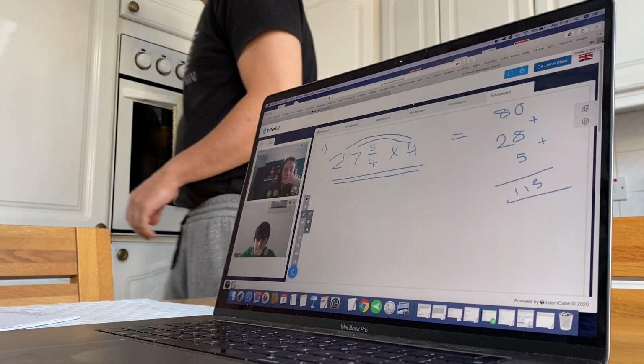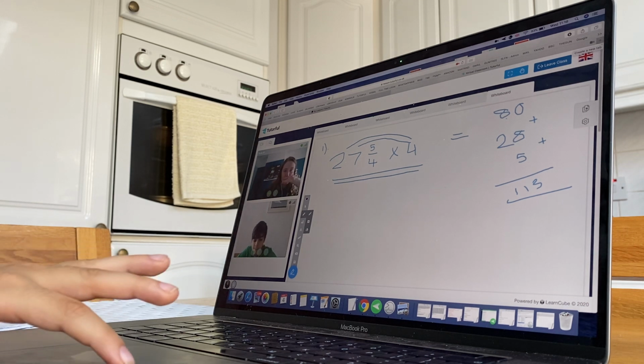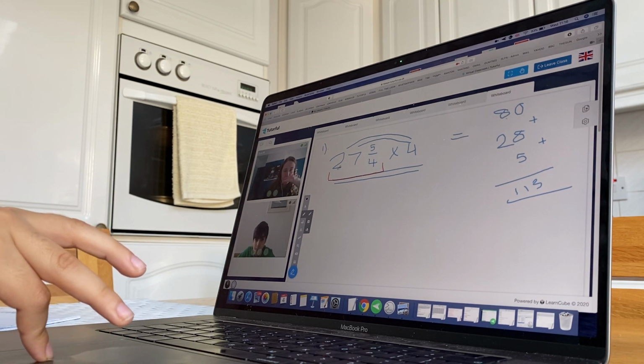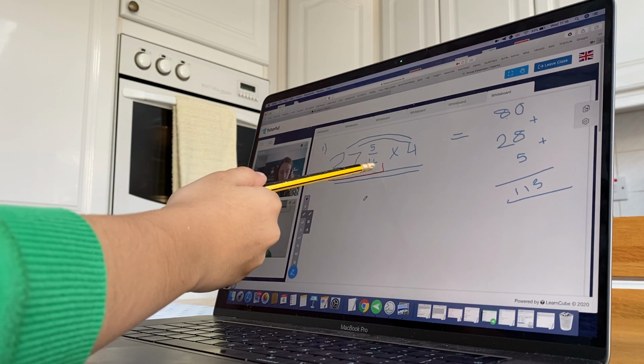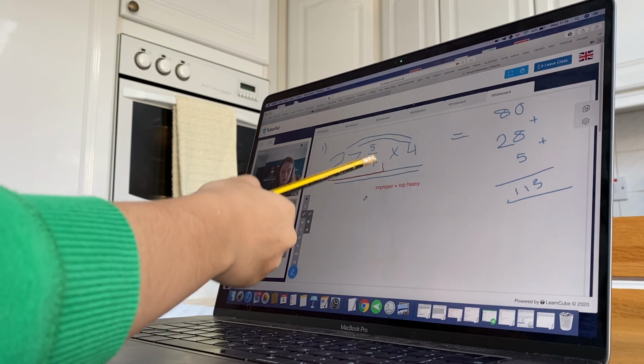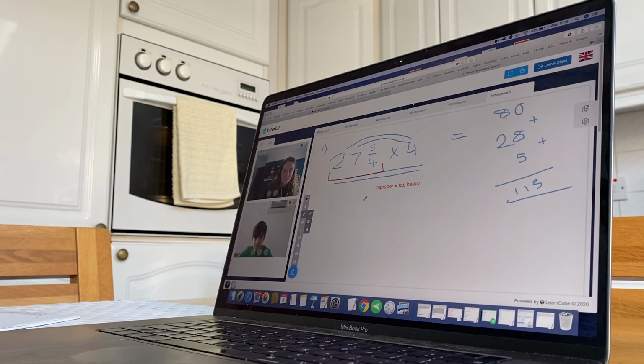Do you know how we might convert this into an improper fraction, or top heavy? You flip it with the 4 around. What would it be? It would still be over 4, but the 27 would need to go on the top. So 27 times 4.